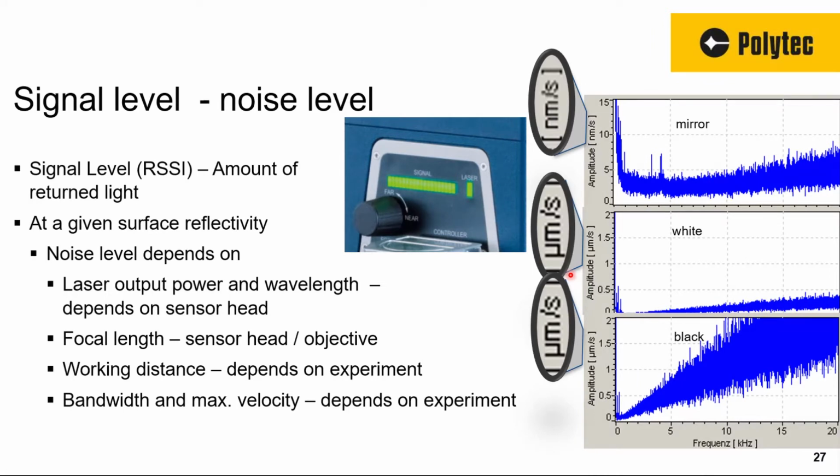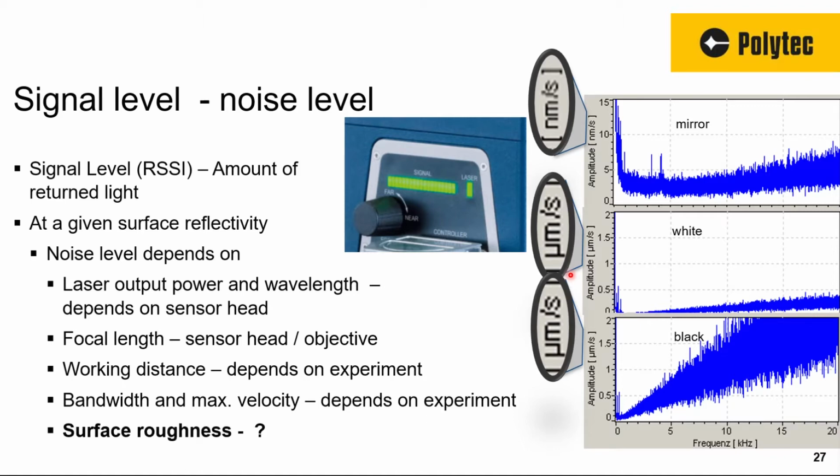So at a given surface reflectivity, the noise level depends on the laser output power and wavelength, as Jerome already pointed out. That depends on the sensor head you've chosen, the focal length of the sensor head and the objective, the working distance, which normally depends on the experiment, and the bandwidth and the maximum velocity also depend on the experiment. Be careful, choose just the right bandwidth and the right velocity, not too high, because that also adds noise to the signal.